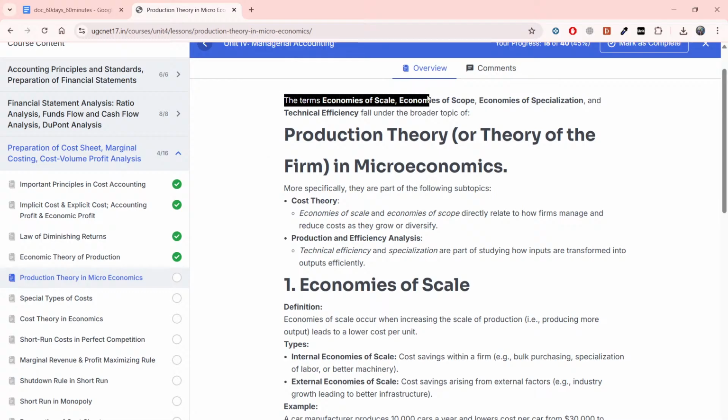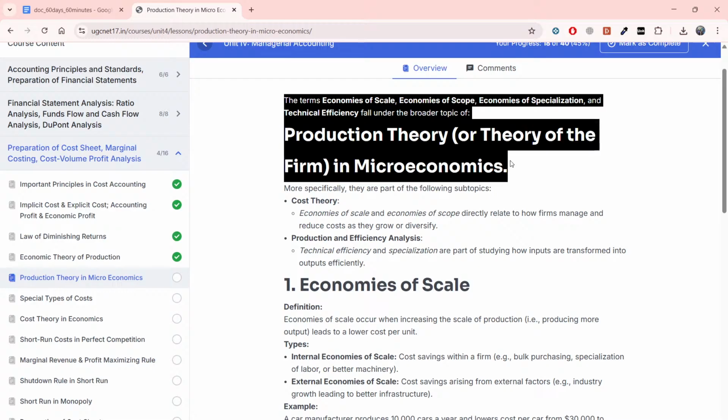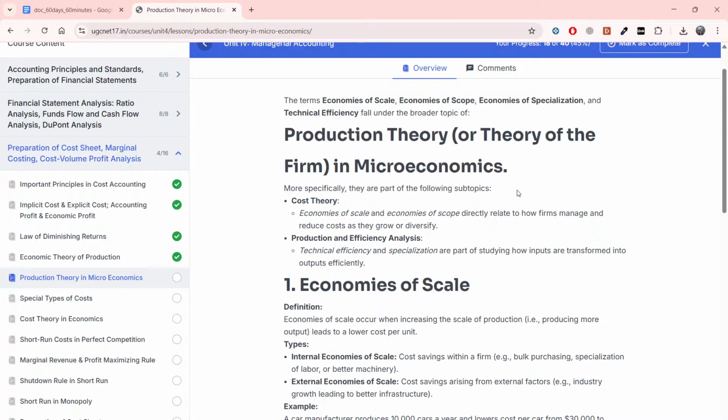The terms economies of scale, economies of scope, economies of specialization, and technical efficiency fall under the broader topic of production theory, or the theory of the firm, in microeconomics. More specifically, they are part of the following subtopics: cost theory, and production and efficiency analysis.